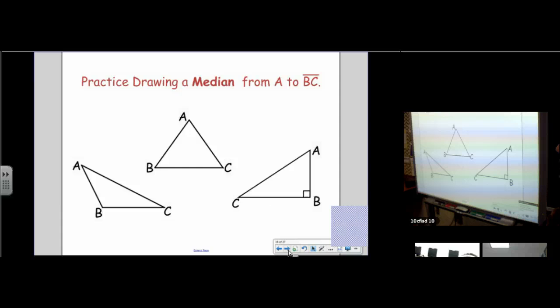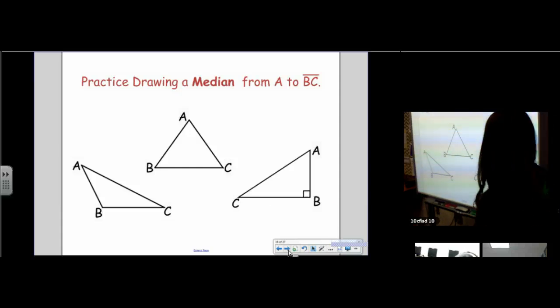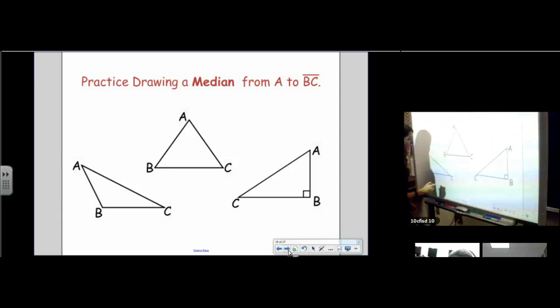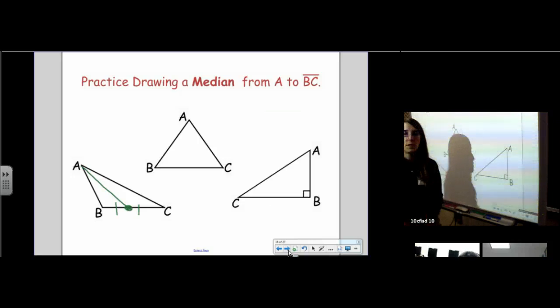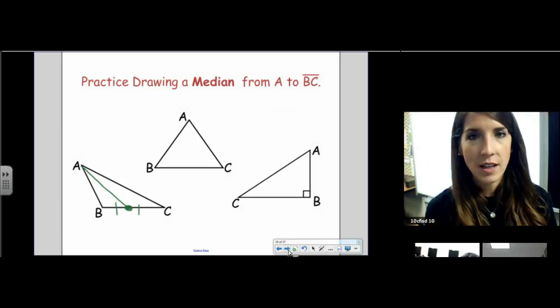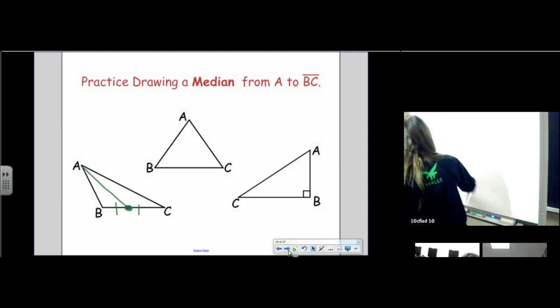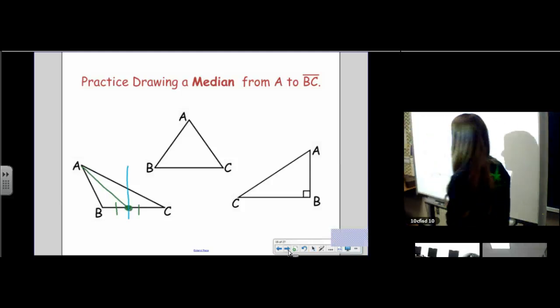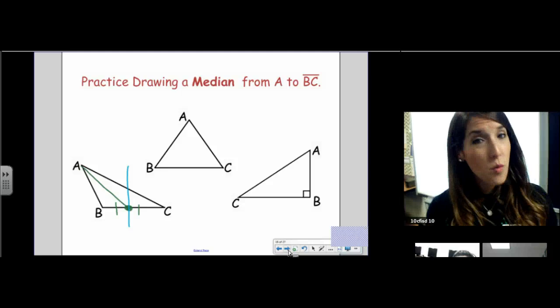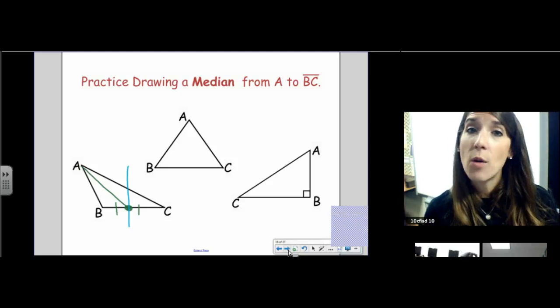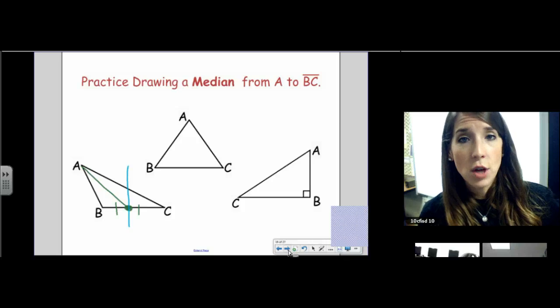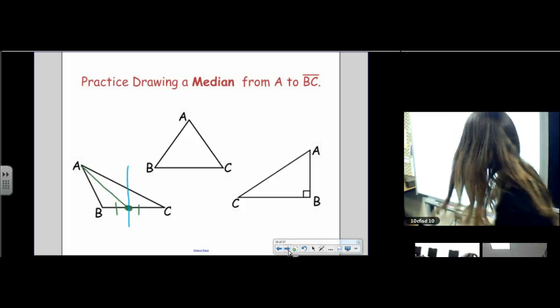Practice drawing a median from A to BC. So what you would need to do first is you would need to find the middle. You would put tick marks, and then there is your median. Do you see how a median is different from a perpendicular bisector? What did our perpendicular bisector look like? It looked like that. So the blue one is a perpendicular bisector. The green one is a median. They're 2 totally different segments, okay?